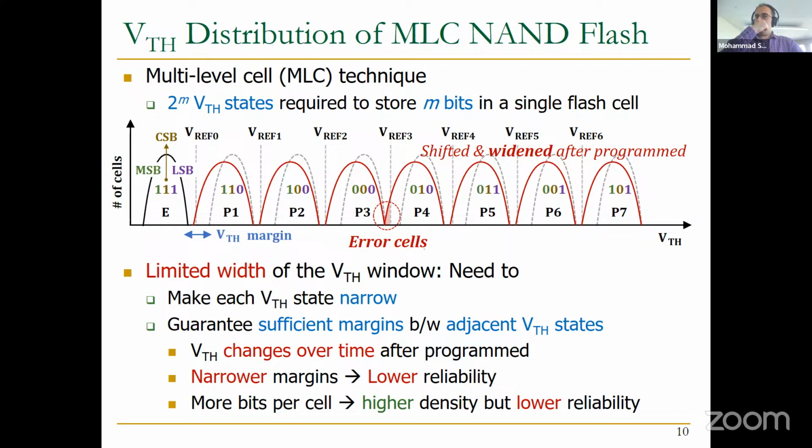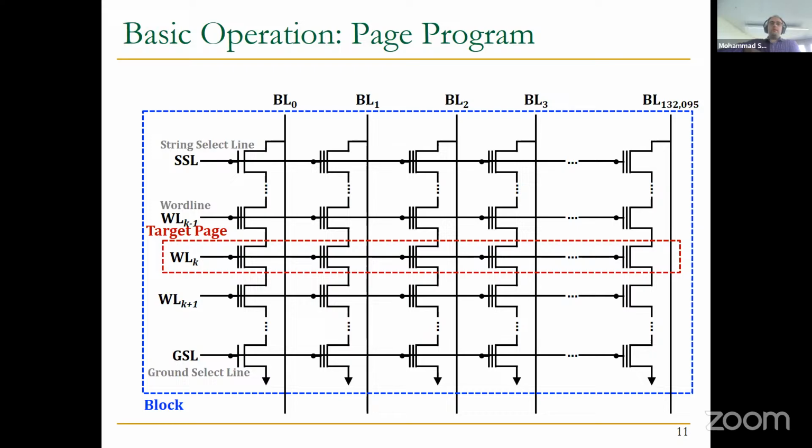Good. So now let's see how we can program a page. This is a block that you can see here. These are the bit lines that we have, and these are the NAND strings connected. You know that we program at the page granularity. So this is the target page that we want to program. For simplicity, we consider SLC programming here. But MLC, TLC, and QLC programming can also be done with more accurate control.